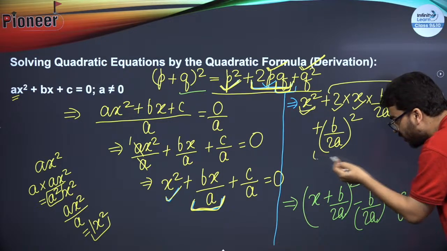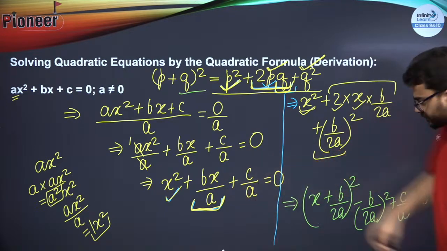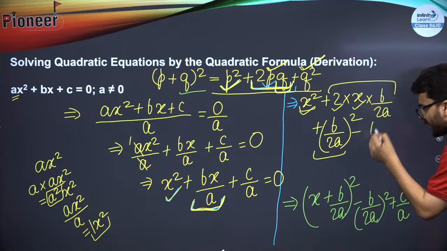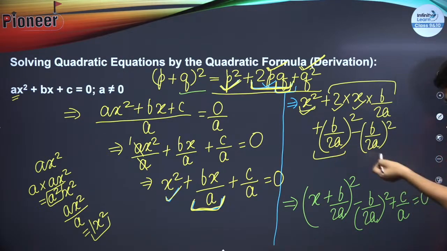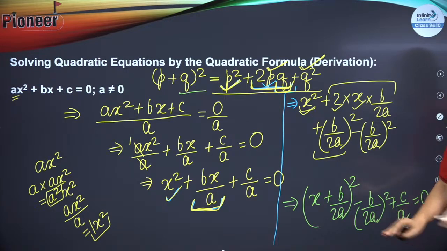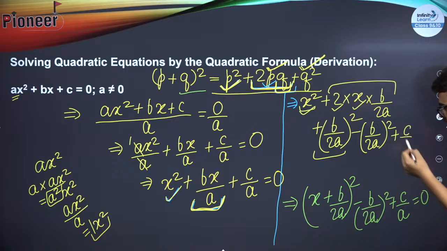Now this I have written on my own wish. It was not there in the actual thing. So I will subtract that or not, tell me. Because ultimately this minus this is 0. So you are not doing anything wrong. Now plus c by a is already there and that is equal to 0.